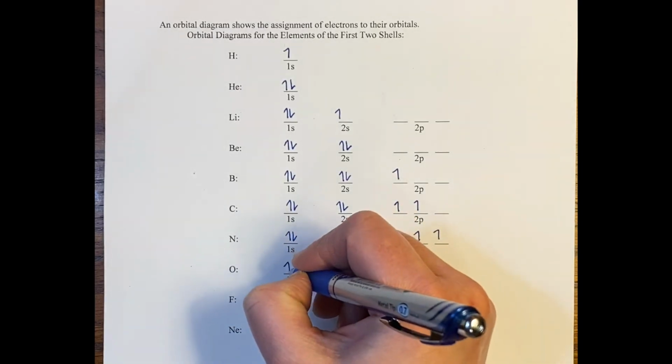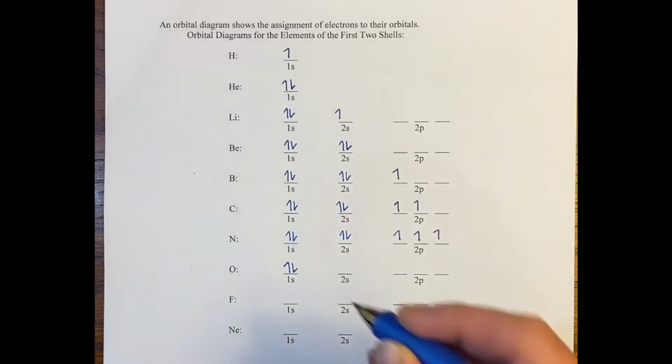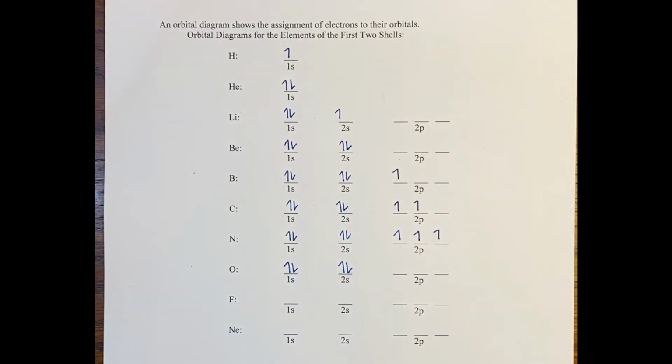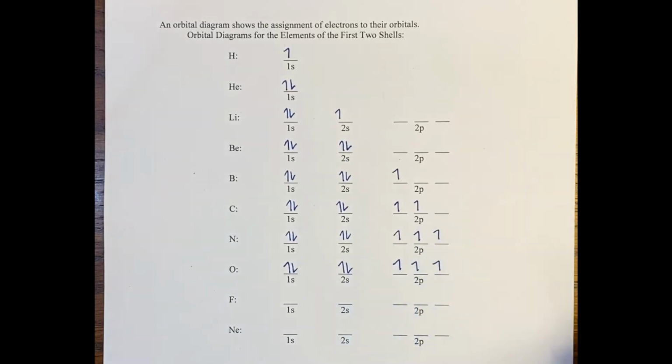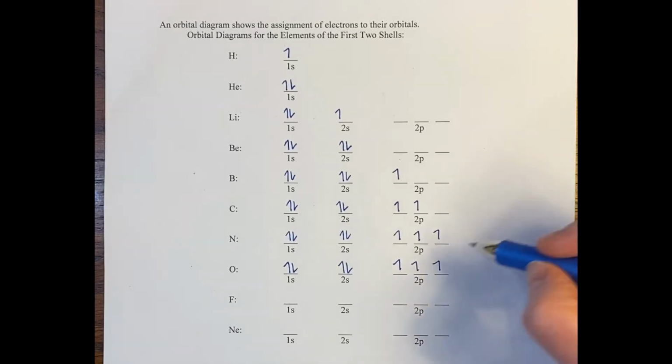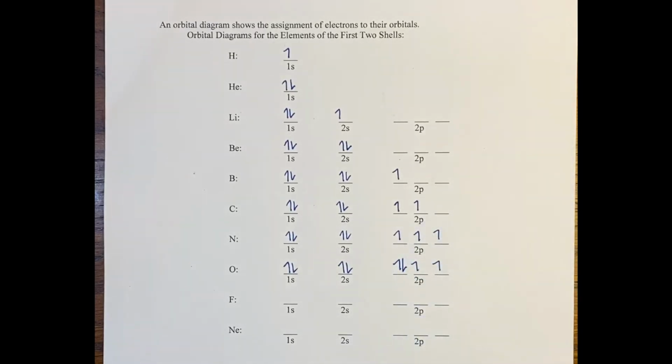So I have electrons 1 and 2, electrons 3 and 4 in the 2s, and electrons 5, 6, and 7 spread across my degenerate 2p orbitals, but electron number 8 must now be paired. So electron number 8 will go there, and I'll have 2 electrons in that first 2p orbital, such that I have 2 unpaired electrons in my other 2p orbitals.